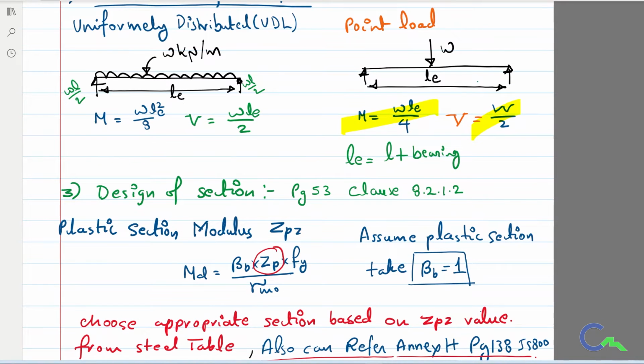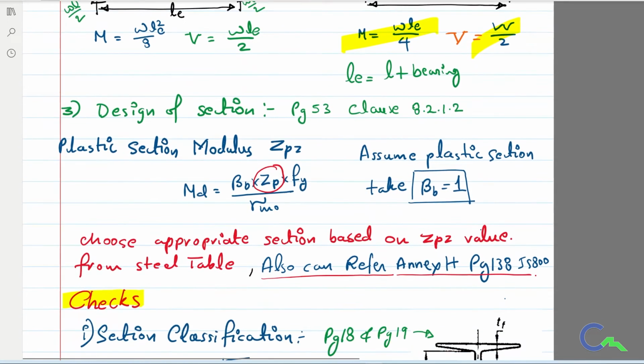Next, the third step, design of the section. We already saw this just before on page number 53. Here we know the value of MD, as in the previous step we calculated the bending moment. Taking that, initially we have to assume we are going to design a plastic section, so we take beta B equal to 1. By doing reverse calculation, I can calculate the value of ZP. Once I get the value of ZP, we have to choose a section which has a higher ZP value.